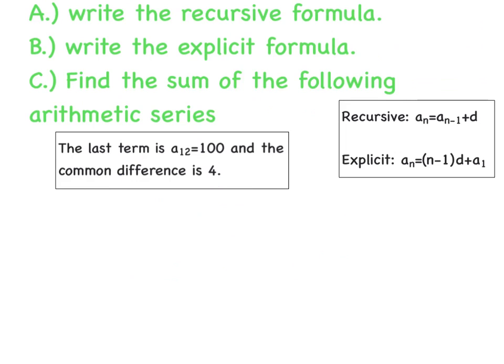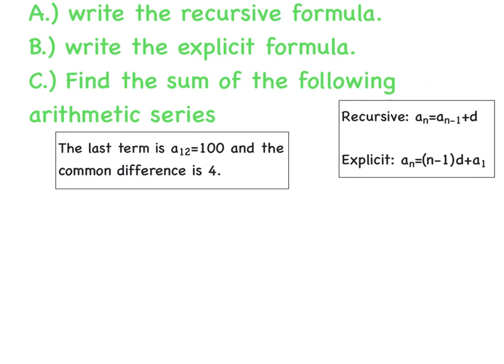The bad news is they did not tell me who the first term was, and we need to know the first term in order to write both the recursive and the explicit formula for an arithmetic sequence. So how are we going to tackle this? What we could do is just start subtracting 4 from 100 and do that consecutively for 12 times until we find out who the first term was. But I got a better plan.